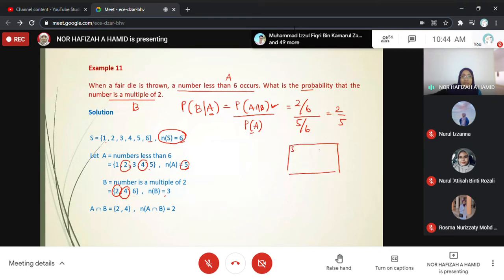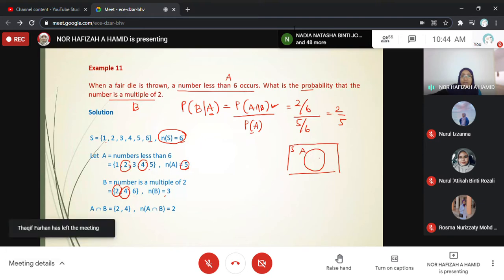Then you have event A. So this is event A. So event B is inside A. So this is event B. Okay, so example 11, where we calculate what is the probability of event B given that event A has already occurred. Okay, so if you calculate using a Venn diagram, you might get confused.